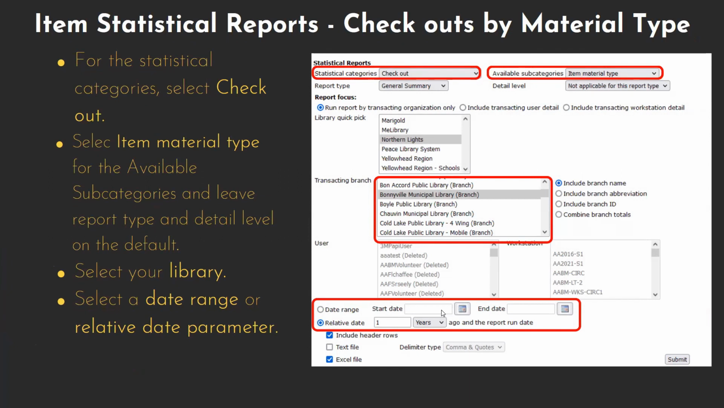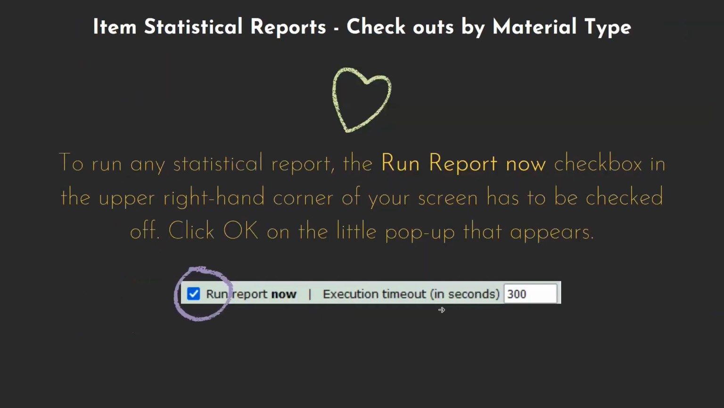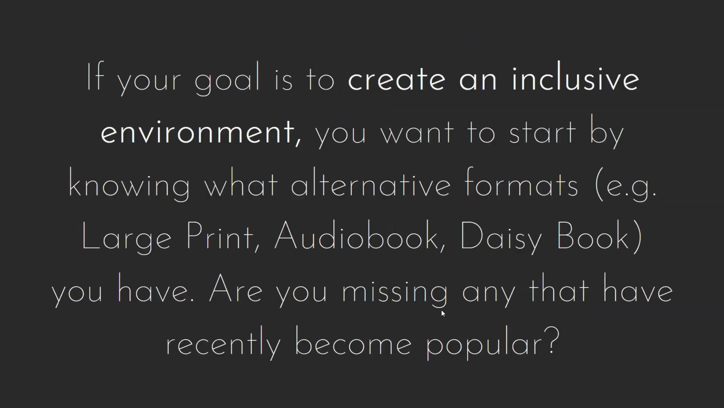And then we're going to go to available subcategories and we're going to go to item material type. Leave the next 2 categories as the defaults and then select your library and a date. Okay, click that little box. Honestly, so easy to forget. And see what you got. Hit submit. We've talked a lot about this one already.